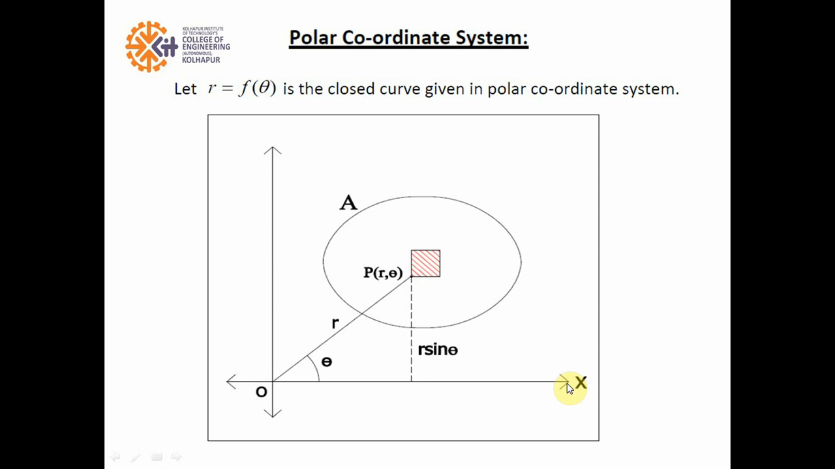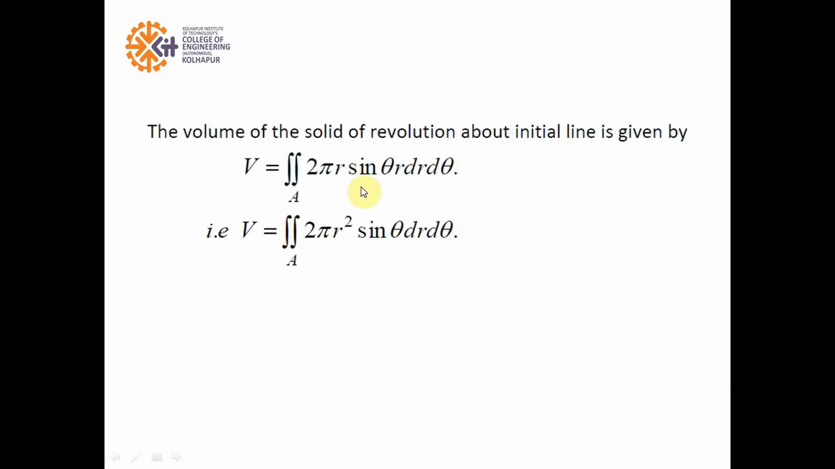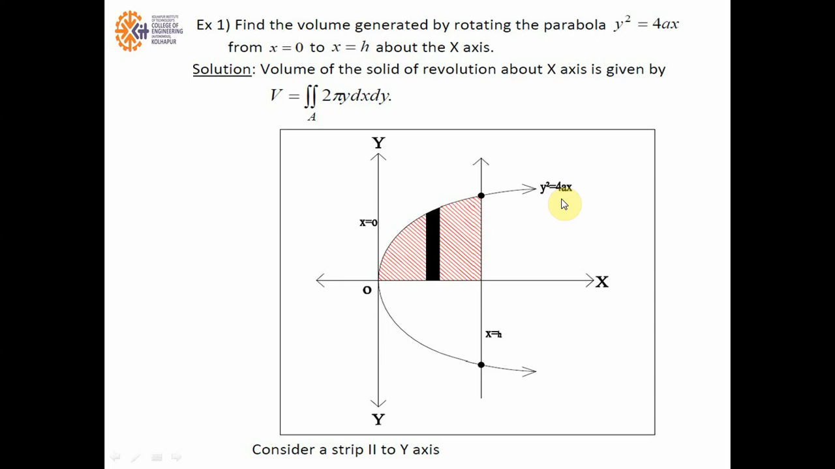And therefore the total volume of this plane area A about the initial line is given by V is equal to double integration over the region A 2 pi r sine theta r dr d theta, that is V is equal to double integration over the region A 2 pi r square sine theta dr d theta. With the help of these formulas, now we solve some examples.